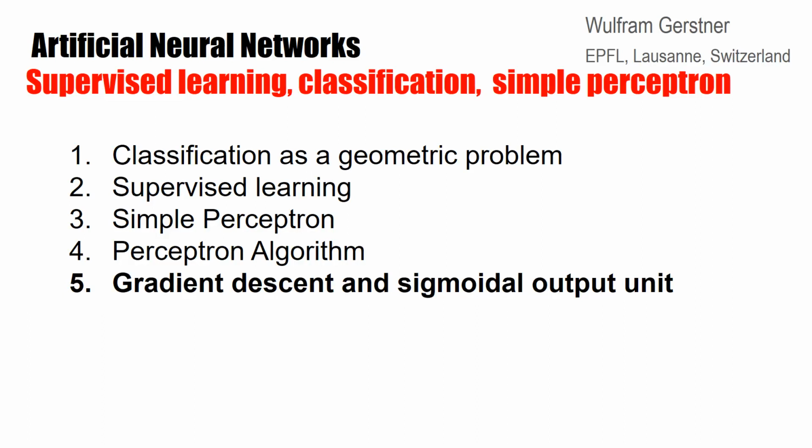Welcome to the class on artificial neural networks. This video discusses a gradient descent method, which is an alternative to the perceptron algorithm for simple perceptrons.